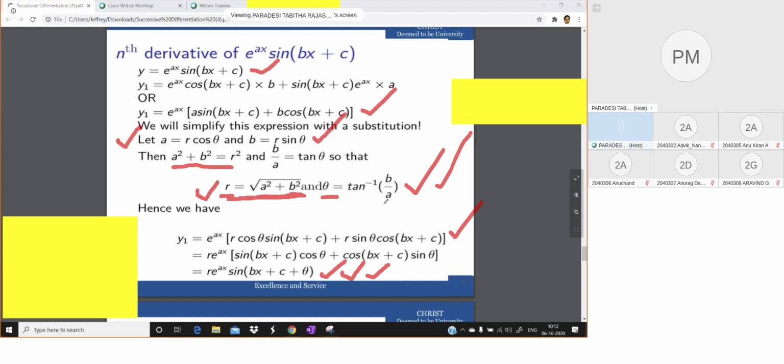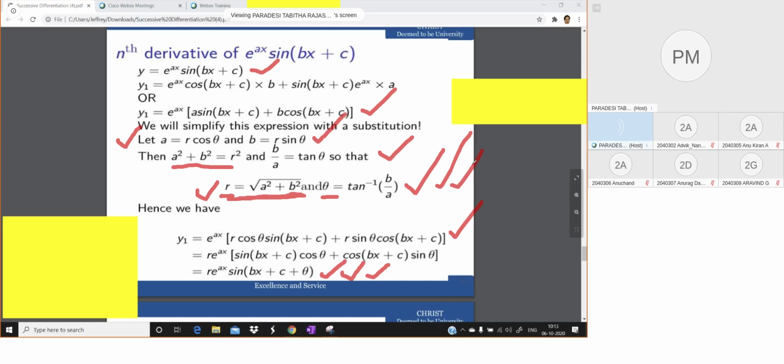Next, we want to get theta in terms of A and B. So we know A is R cos theta, B is R sin theta. So B by A, can I say that it is R sin theta by R cos theta? R and R gets cancelled, and B by A is nothing but the tan theta. So now what is theta? Theta is nothing but tan inverse of B by A.